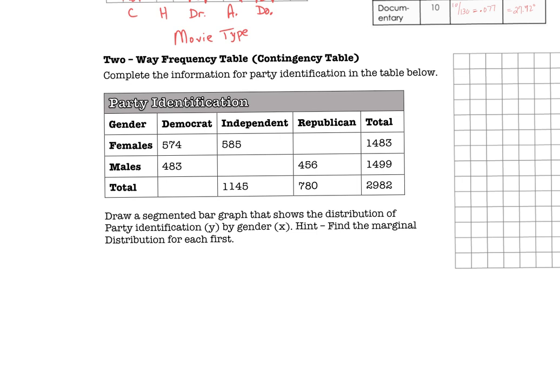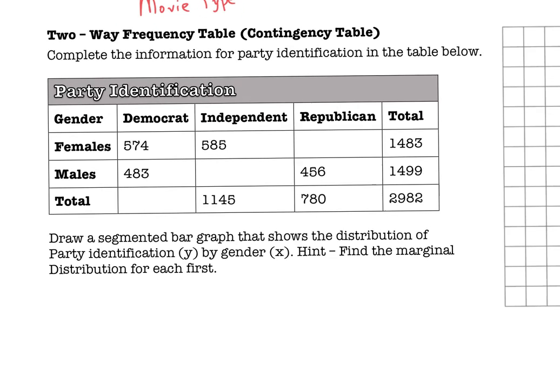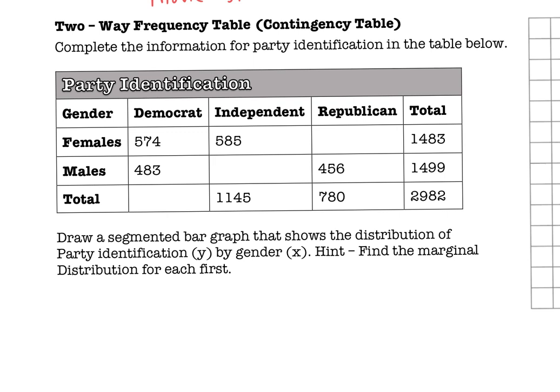Okay, but what we're looking at is the comparison of males and females and the political party identification that they have. And if you look, we have males and females over here on the left-hand column, and then across the top we have each party identification: Democrat, Independent, Republican. You see there's some missing values here. So what we can do is this 574 and this 585 and this missing number here should all add up to equal 1483.